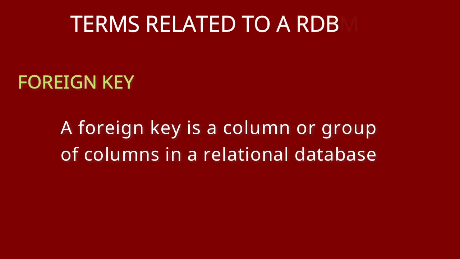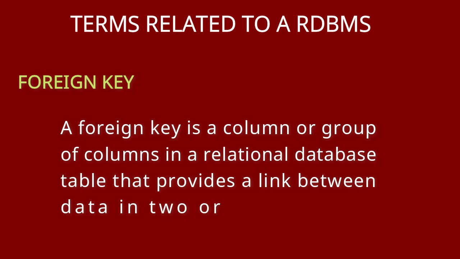See, in a relational database, when two or more tables are interlinked with each other, then we have something known as the foreign key. A foreign key is a column or a group of columns in a relational database table that provides a link between data in two or more tables. So foreign key acts as a link between two tables in a relational database.